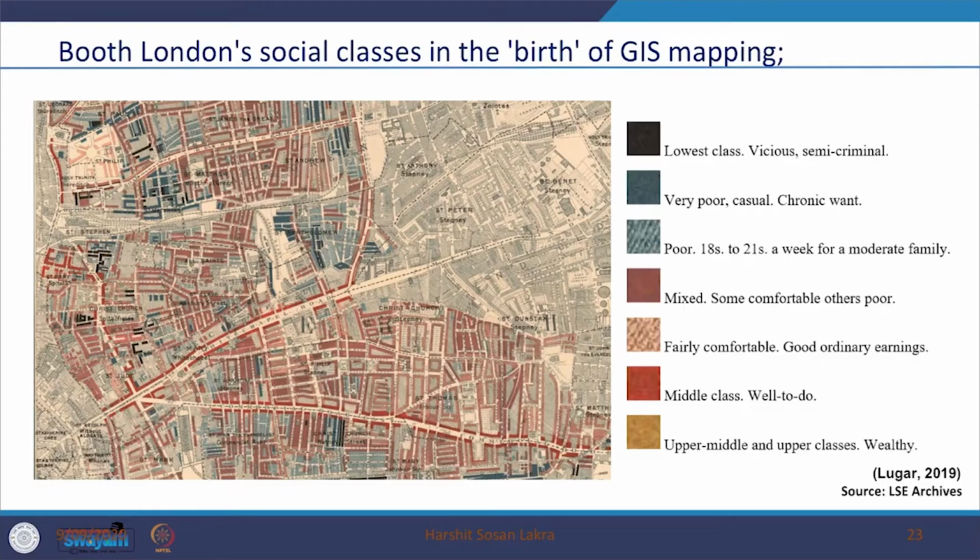His map was called Poverty Map. This was an early example of social cartography. Each street is colored to indicate the income and social class of its inhabitants. You may take note of the legend and the color code used to capture the social conditions in London.